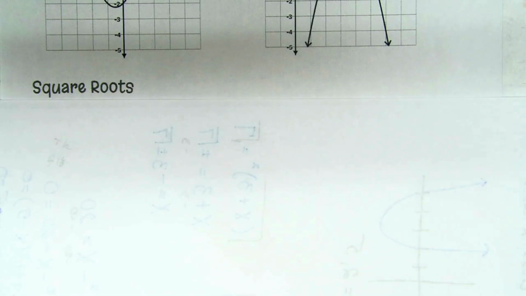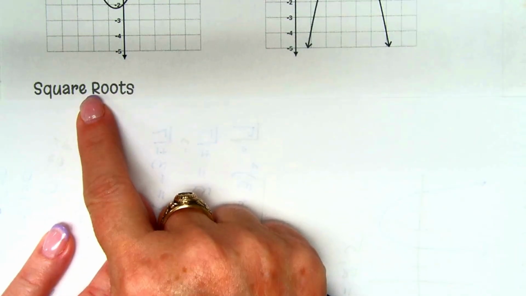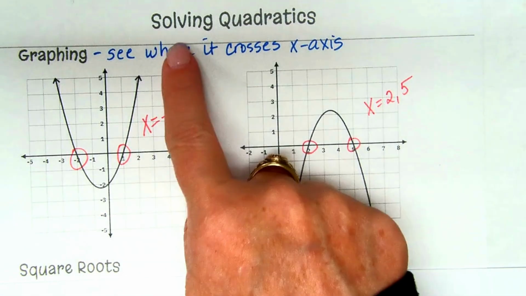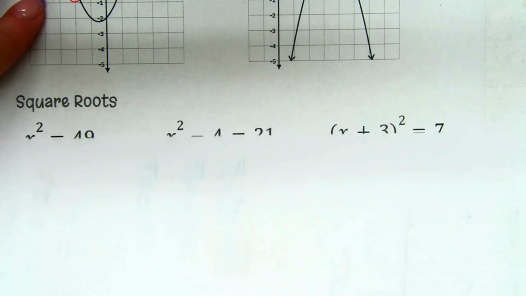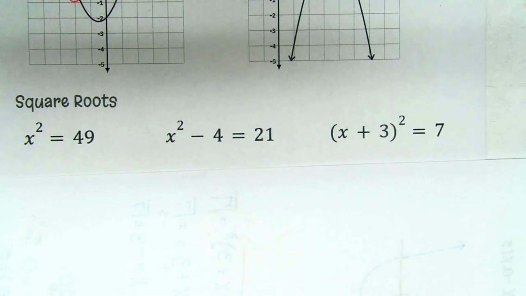So is this. Square roots. Square roots is the next way we're going to talk about solving quadratics. Here's 3 sample problems that we're going to do together. X squared equals 49. X squared minus 4 equals 21. And the quantity x plus 3 squared equals 7.